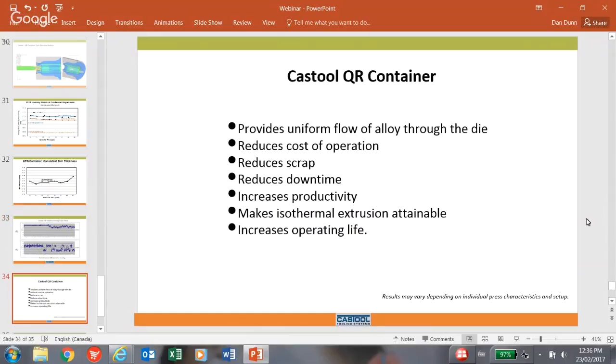So lastly, with the QR container, we provide a uniform flow of alloy through the die, reduce cost of operation, reduce scrap, downtime, increase productivity, and also make isothermal extrusion more attainable. And we increase the operating life of not only the liner, the body, but all of the interacting parts with this container. Now, this container is ready to put back into the process as part of the tooling system.